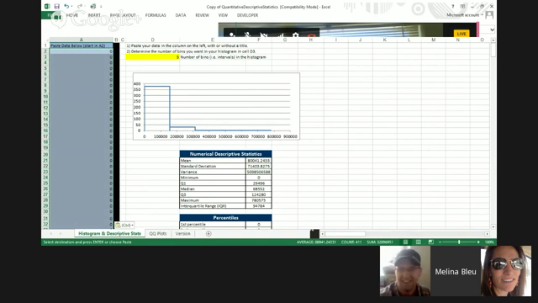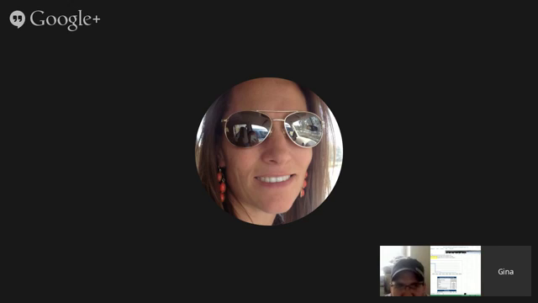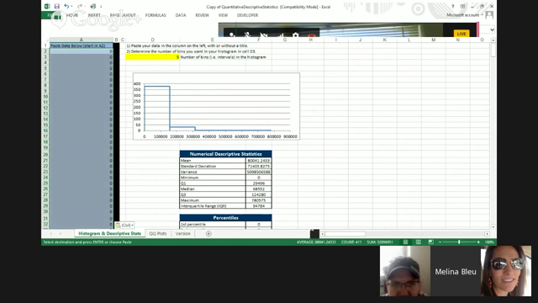Okay, and then it says, what is the longest observed time of the Redbox customers in the study? So the maximum would be the longest, right? Yeah. And that looks like about 725. Yeah, I think so. And it says, based on the box plot, what is the value of the mean?